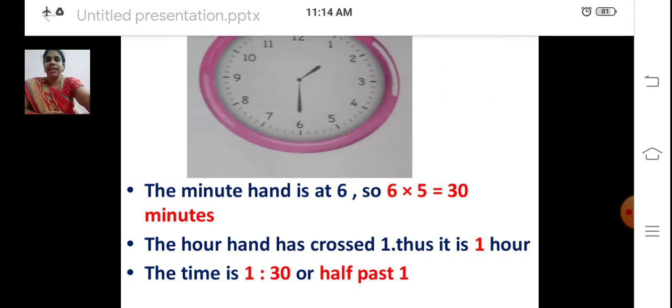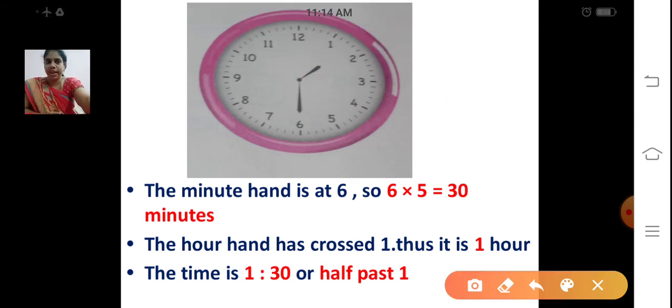Where is the hour hand? It is at 1. It crossed 1, right? So now the hour hand is at 1. Where is the longer hand? It is at 6. So what is the minutes? 30 minutes. So 1 hour, 30 minutes.